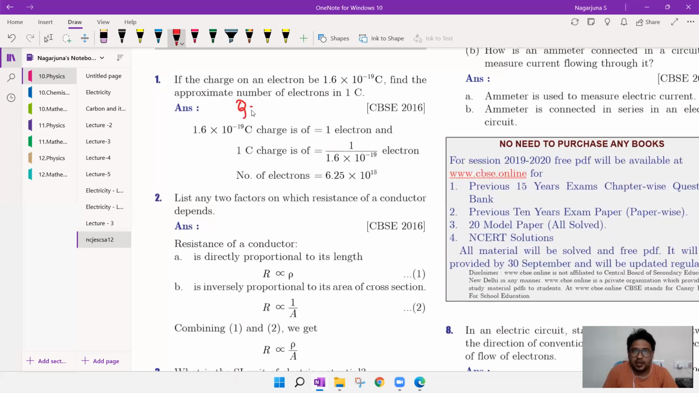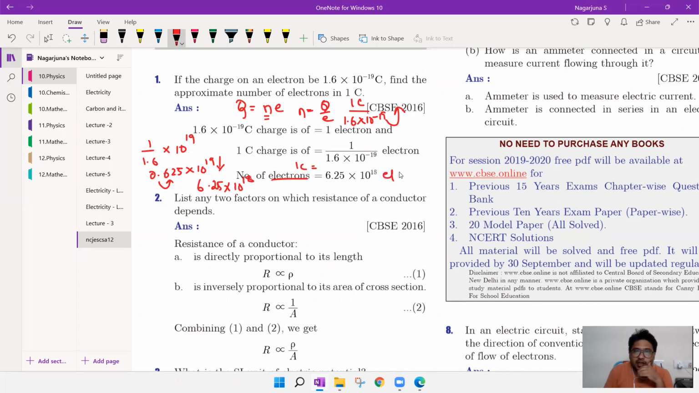We already know, we have solved it. Q is equal to N into E, and in this we need to find the N value. So N is equal to Q by E. Q is nothing but 1 coulomb upon the charge of an electron, 1.6 into 10 to the power of minus 19. So it will be 1 by 1.6 multiplied with 10 power minus 19. If it goes to the numerator, it becomes 10 power plus 19. 1 by 1.6 value is 0.625 into 10 power 19. Now if you move the point forward, one value is reduced here, so it becomes 6.25 into 10 to the power of 18. So the number of electrons in 1 coulomb is 6.25 into 10 to the power of 18 electrons.